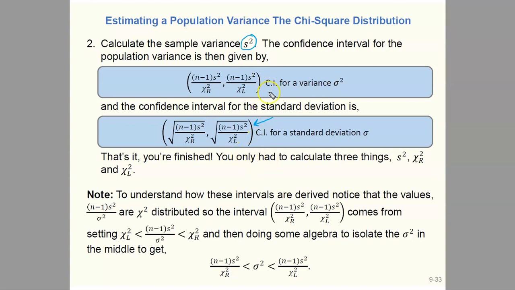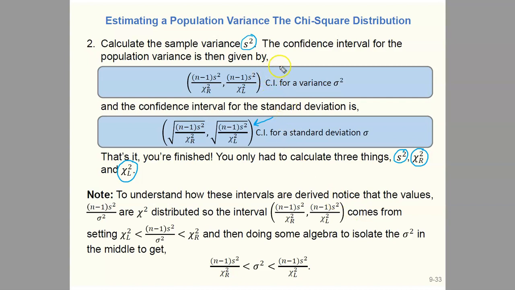So you only have to calculate three things for these confidence intervals: your sample variance, your chi-square R, and chi-square L cutoff values. And you can use Excel or a calculator to evaluate those.